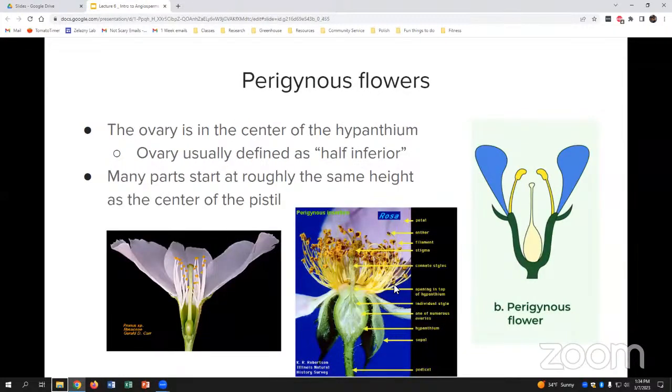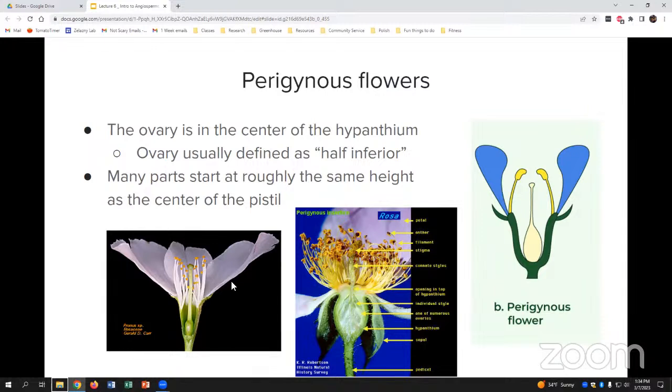Then our third type, kind of an in-between and more difficult to identify, is a perigynous flower. Here we see the ovary contained within the hypanthium, this tube or cup or bowl structure. A clear image of this in a real flower is here. The hypanthium is where you have those sepals fusing and forming this little tube. You can see that the ovary is sitting in it and leading up. So that's what it looks like when we have a perigynous flower.